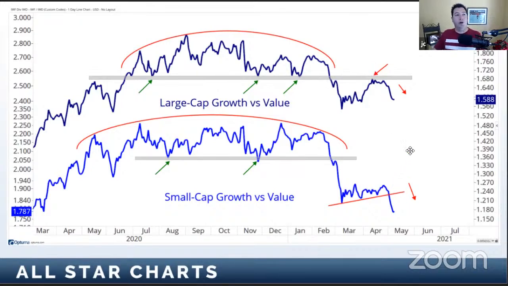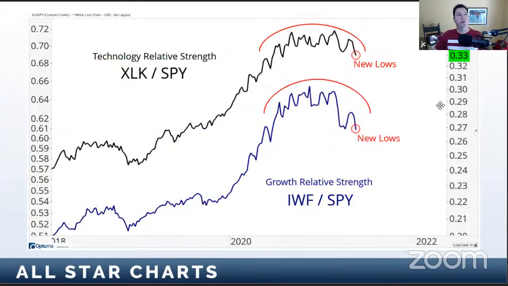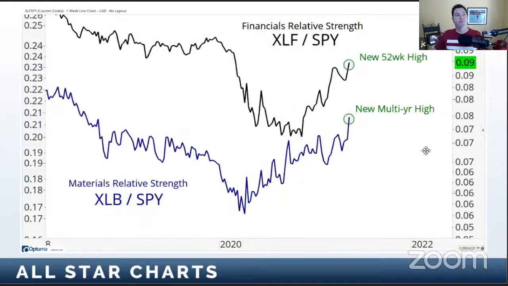And then what you also notice is that when you go down the cap scale, the bounce in the small cap growth stocks relative to value was much more muted, right? Much more muted. So this was telling you that this bounce is probably going to roll over, and that's exactly what's taking place, right? And we're getting new lows as we speak. Look at technology relative to the rest of the market making new lows. Look at growth stocks relative to the rest of the market making new lows.